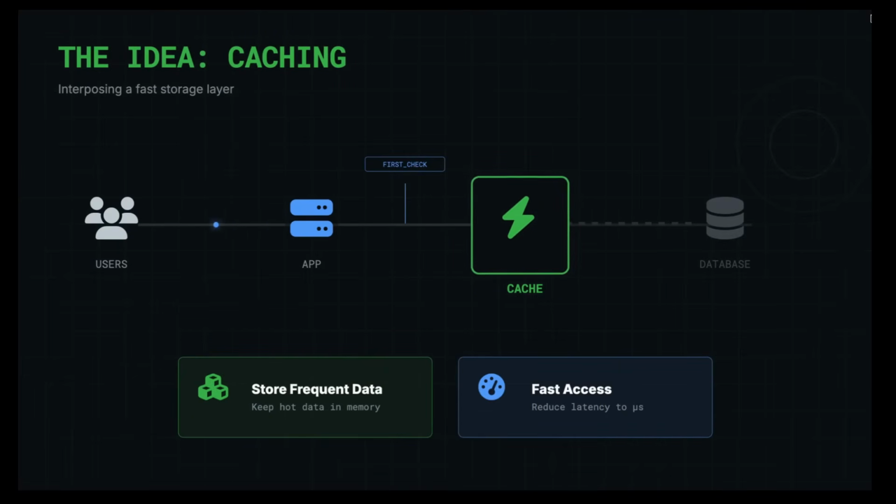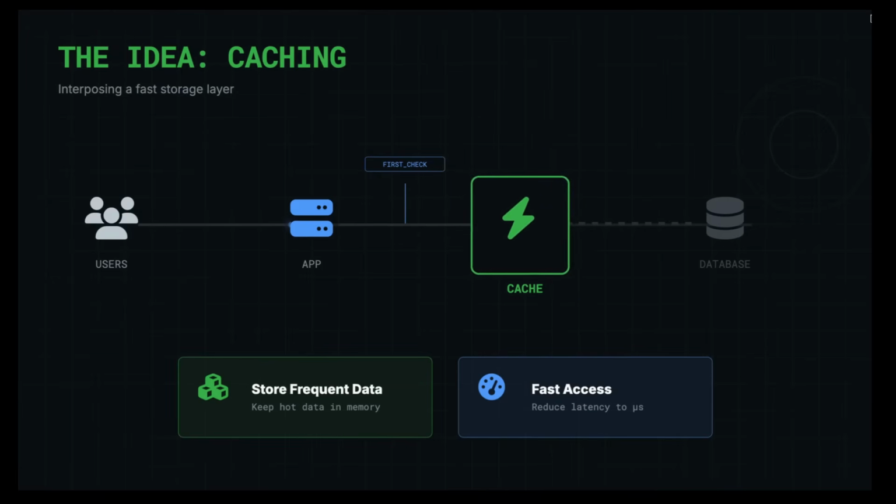Now, caching means storing frequently accessed data in a faster storage layer. So we do not need to repeatedly fetch it from the database. So now instead of the user hitting the application and the application hitting the database, we'll introduce a caching layer in between. So the app will hit the cache, and if the data is available in the cache, it will return it from there. Otherwise, it will hit the database.